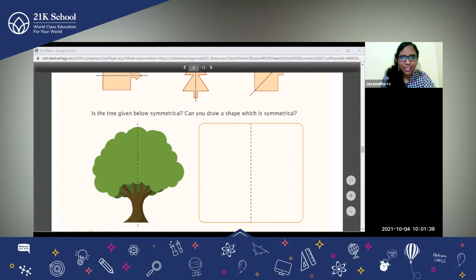Shall we draw? I'm drawing a sample one, but not the exact one. You can draw your own tree. Hope it's looking symmetrical, maybe 90%. Yes? No, okay. But somehow I managed to. But you can draw it. Yes, take it as a challenge.